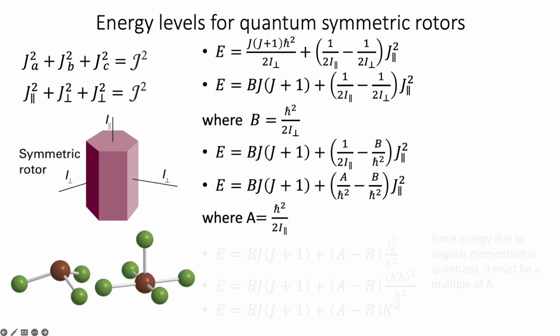Next, let's define a new one. Let's define something called A. So we have a B, why not have an A too? So we're going to call the other one A. And for this one, it's going to be just like B, but instead of I perpendicular, it's going to be I parallel.